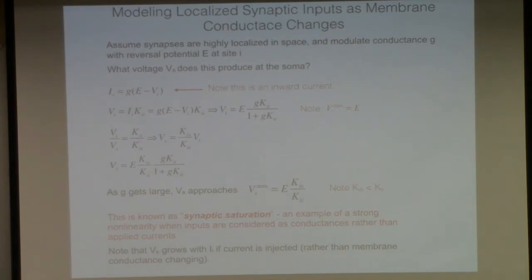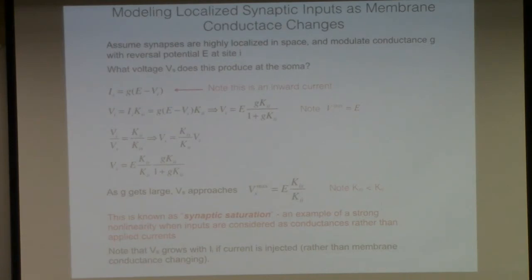So let's just pause here and think about the voltage that is produced at a particular location in a dendrite by changing the membrane conductance, mimicking synaptic input. What you see is that as G gets large, the larger we make the synaptic input, the larger this term becomes, and this expression approaches 1. So the largest voltage you can produce by applying a synaptic conductance change at that site is the voltage E. It's the reversal potential.